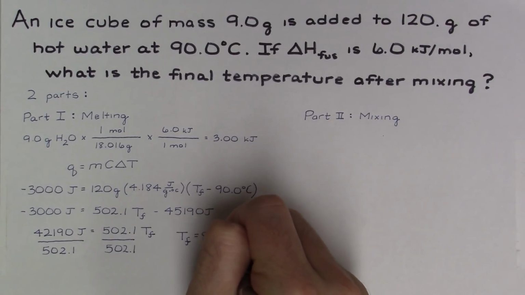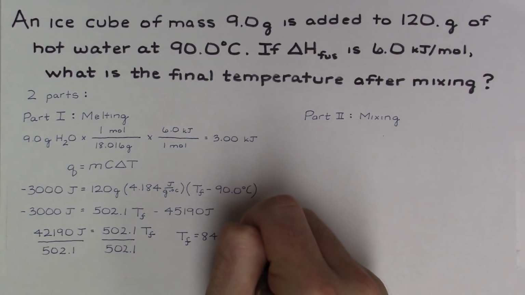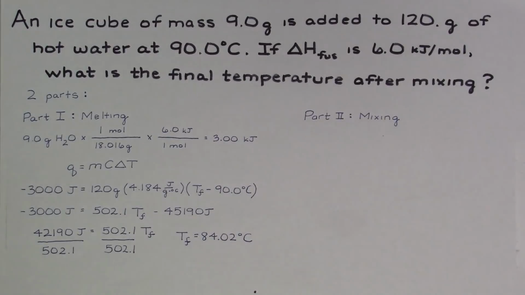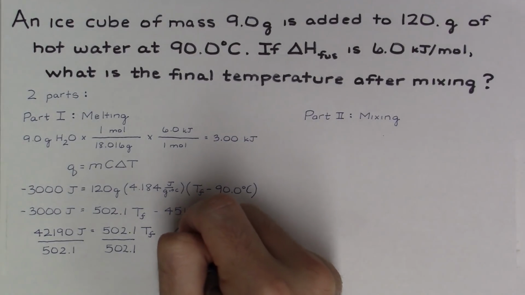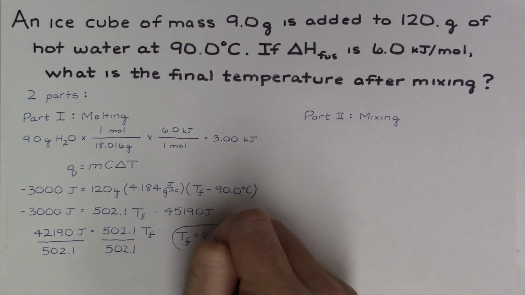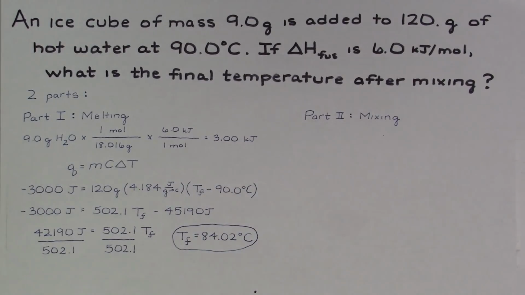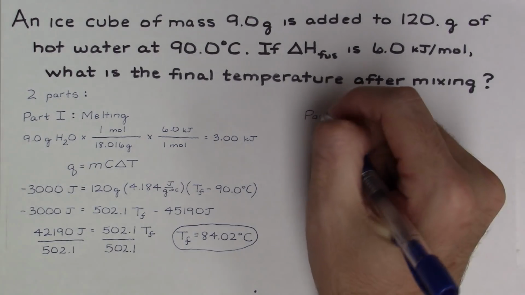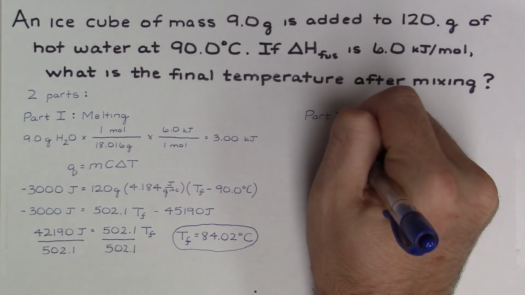of 84.02 degrees C. This isn't our final temperature, but this is the temperature that the hot water has now reduced to after losing energy to melt the ice. This will become our initial temperature in the second part of our problem. So now we can go to part two of our problem.